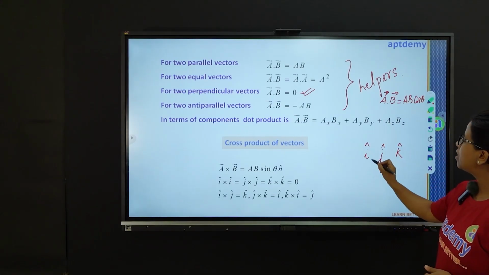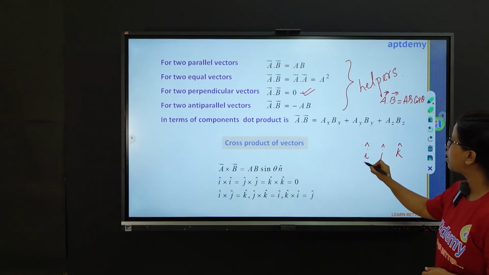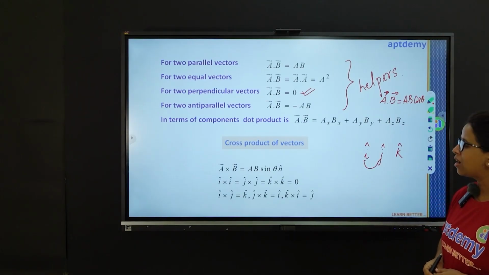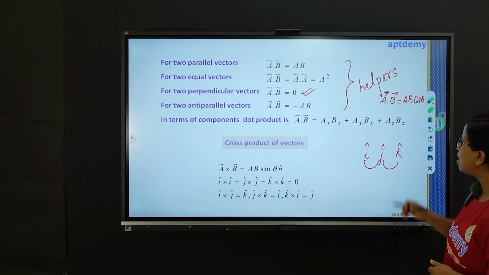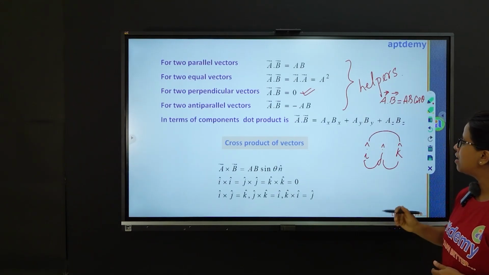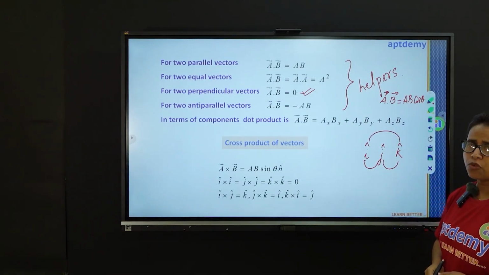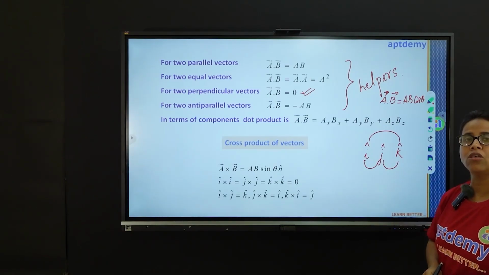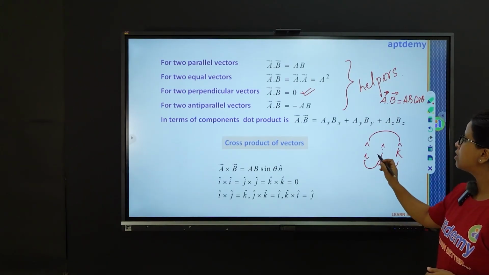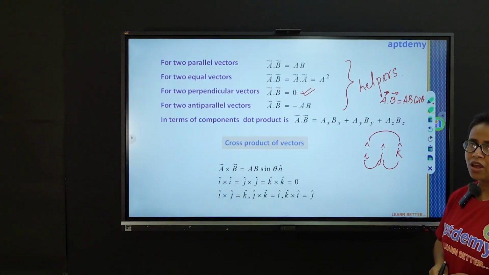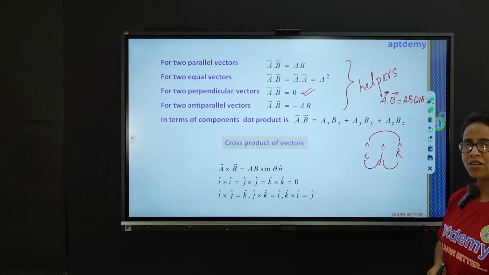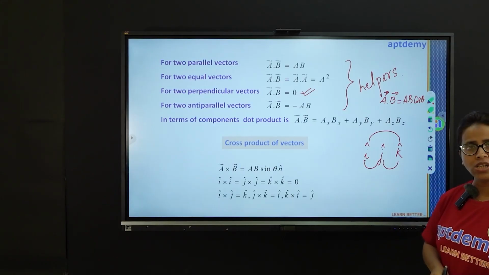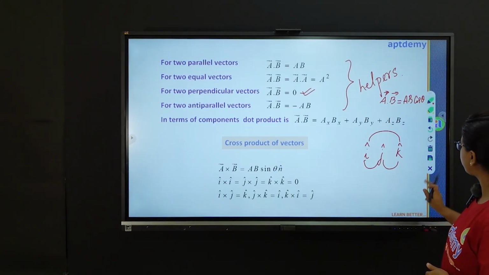caps, then the order should be cyclic: if you take the cross product of i and j, it has to be k. If you are taking j and k, it has to be i, and if you are taking k and i, it has to be j. Now if you change the order, you will get a sign change as well. For example, in place of i cross j, if you are trying to write down the value of j cross i, it will be minus k cap. So you have to be careful while solving numericals, because a change in sign will change the sum.